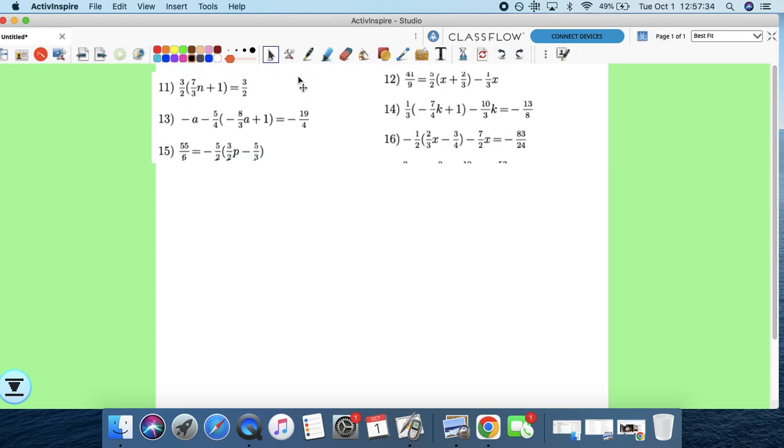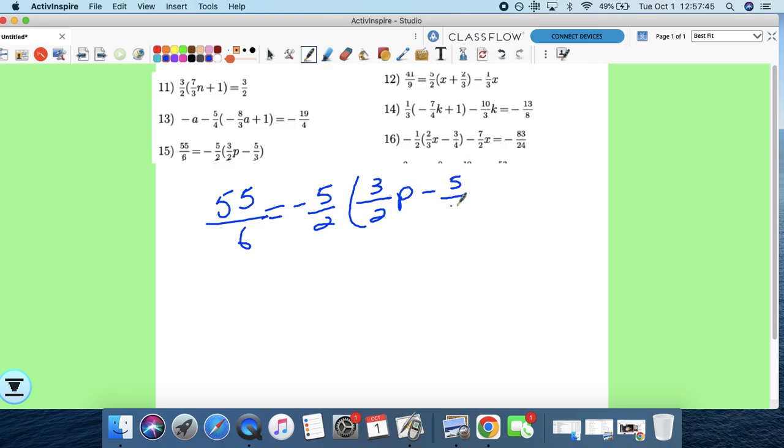Number 15. 55/6 equals negative 5/2 times 3/2 p minus 5/3. Okay, let's do the distributive property. So this times this is going to be negative 15/4 p, right? Because the negative times the positive is negative. 5 times 3 is 15, and 2 times 2 is 4. Then negative times a negative is a positive. 5 times 5 is 25, and then 2 times 3 is 6.